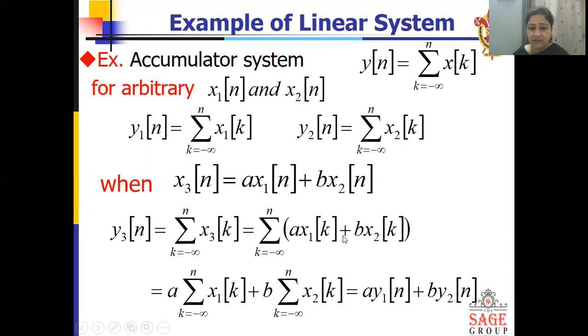Now I'll separate the two summations. Since a and b are constants, they can be taken out of the summation. So a times the summation of x1[k] plus b times the summation of x2[k], and we know that this part of the summation is y1[n] and this part of the summation is y2[n]. That means it is equal to a y1[n] plus b y2[n], which is the principle of superposition. So the accumulator system satisfies the superposition principle. Therefore, it is an example of a linear system.